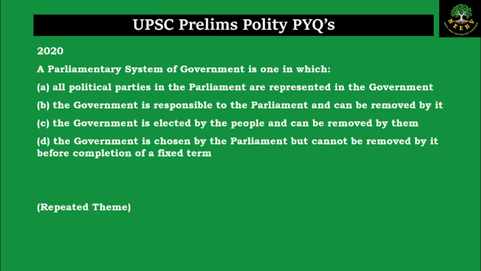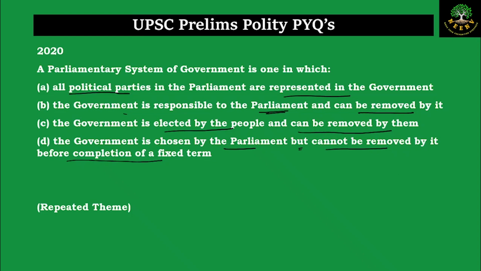Let us discuss the next question. This is from the year 2020. A parliamentary system of government is one in which A. All political parties in the parliament are represented in the government. B. The government is responsible to the parliament and can be removed by it. C. The government is elected by the people and can be removed by them. D. The government is chosen by the parliament but cannot be removed by it before the completion of its fixed term.